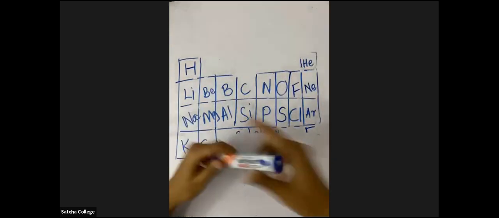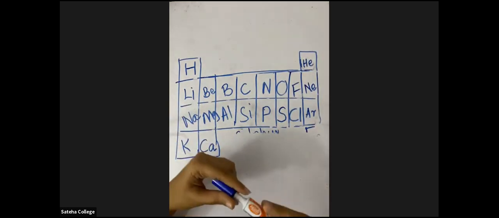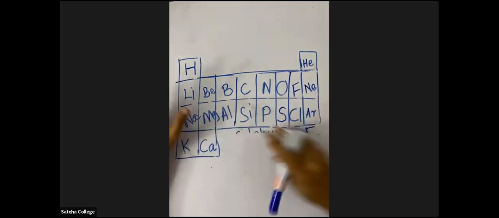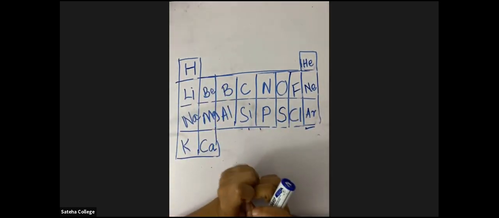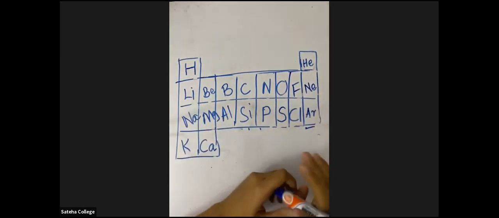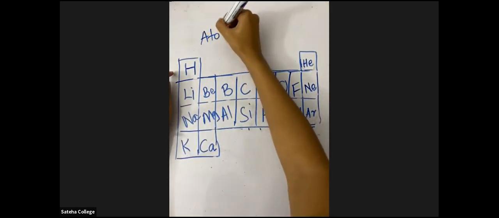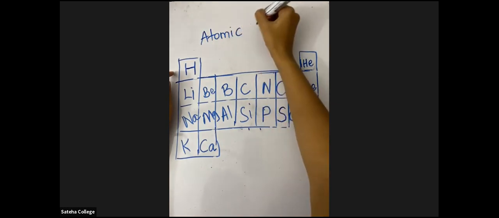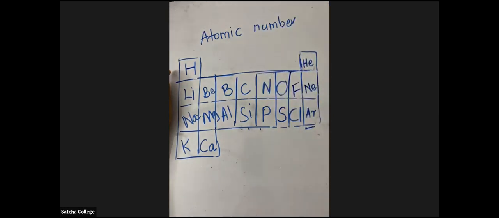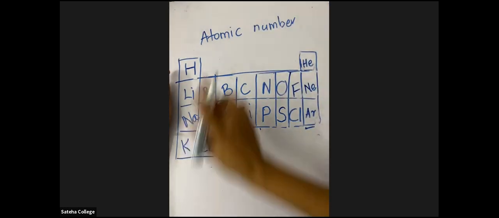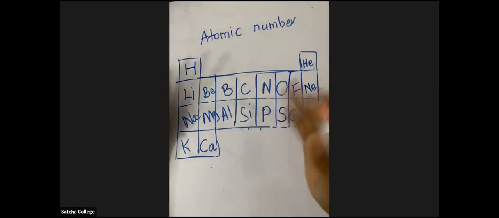Now comes the main problem. Now listen to me. Now we know this. How did you arrange this? They arrange this by using something. You call it the atomic number. Now listen to me very carefully. What is this atomic number?